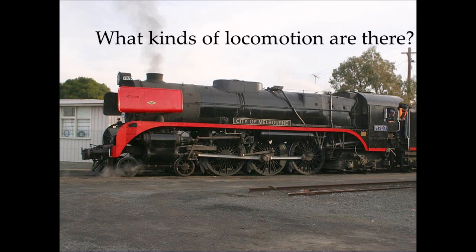What kinds of locomotion are there? Animals can move in a number of different ways, and their locomotion or movement is determined by their habitat type or terrain, body form, and ecological needs.